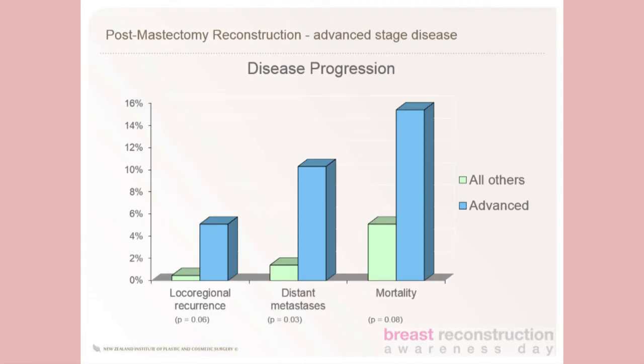That's a group of patients with more advanced disease, so they're going to have poorer outcomes. There's going to be more patients that get recurrence of breast cancer, more patients that get it spreading elsewhere, and more patients that die of their disease. But the rates of these things happening in those patients were the rates we would expect with or without reconstruction. So that was reassuring as well.